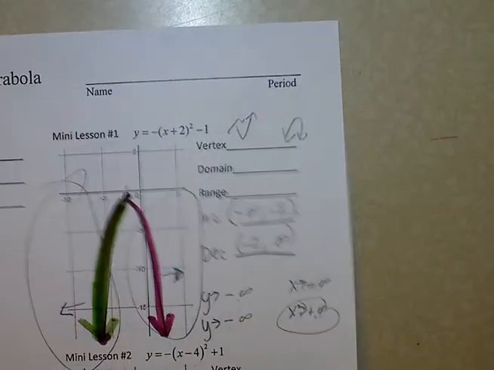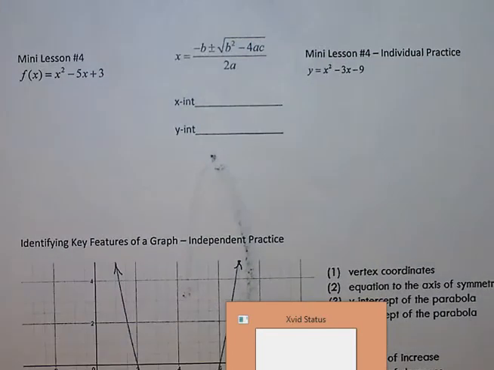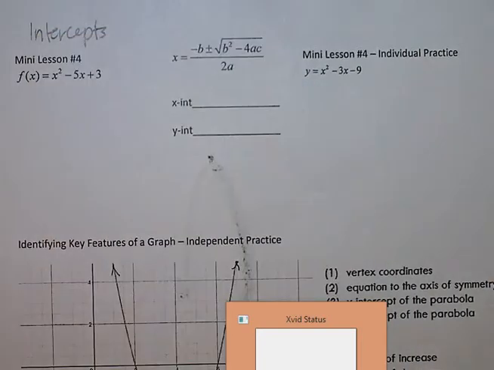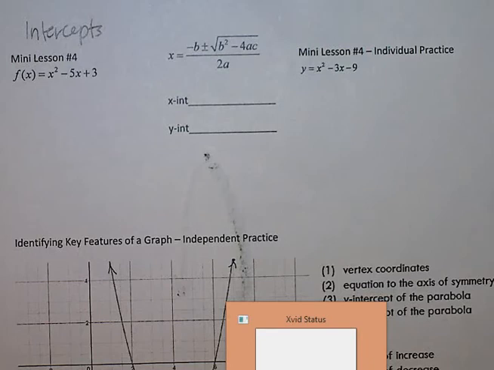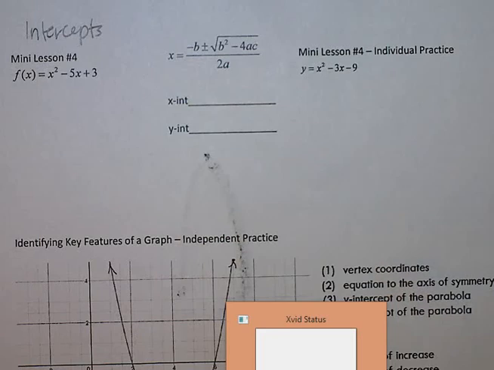Okay, we're going to move on to mini lesson number 4. Mini lesson number 4 is actually something you learned, some of you in 7th grade, others in 8th grade, and I'm pretty sure it was not the first time you saw it in 9th grade. So please write intercepts above mini lesson number 4. For these two problems, we are going to identify the x and the y intercepts without using a calculator.